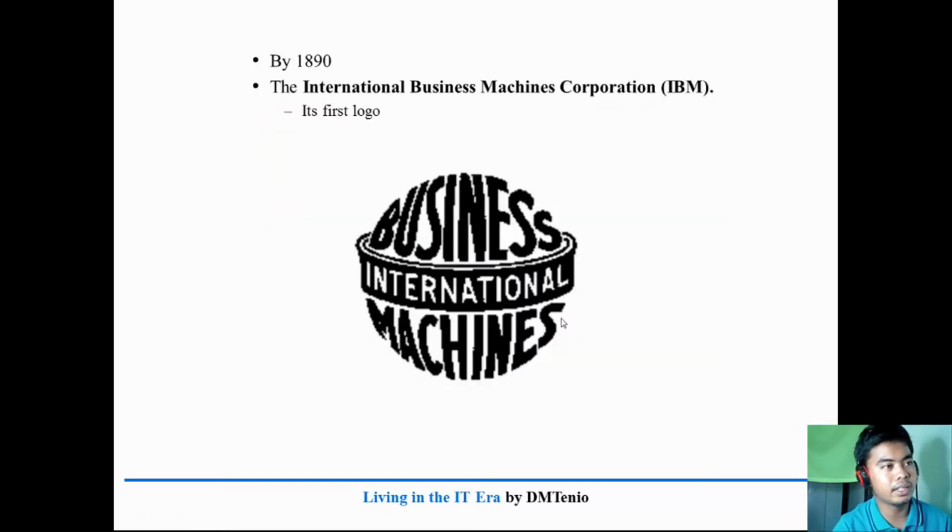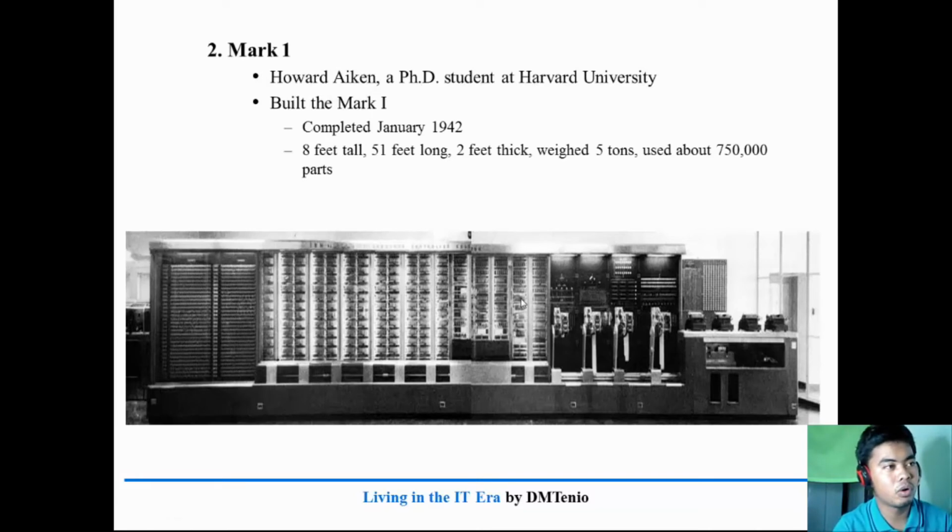Then, by 1890, the International Business Machines Corporation or IBM, this is their first logo. No? Then, Mark I. Howard Aiken, a PhD student at Harvard University, built the Mark I, his computer, in January 1942. It was 8 feet tall, 51 feet long, 2 feet thick, weighed 5 tons, and used about 750,000 parts. So this is their computer. It was very big and would not fit in one room, it would take two rooms. Imagine, these are its specs.